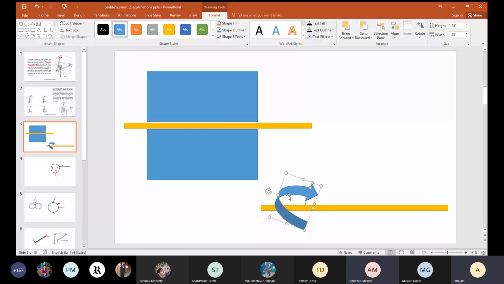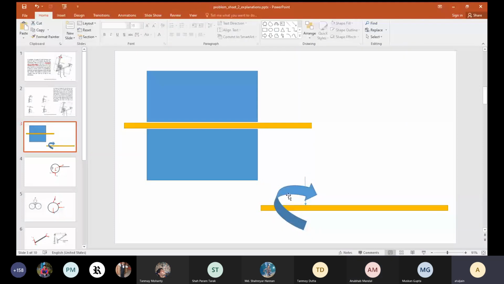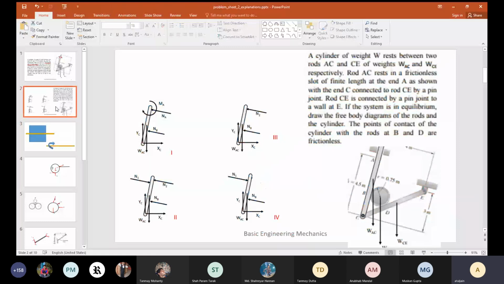Is this now clear? Why there should be a force and a moment? Yes, sir. This is option 1. Now let us try to reinterpret this. So why is option 1 correct? Everybody understands? Yes, sir.